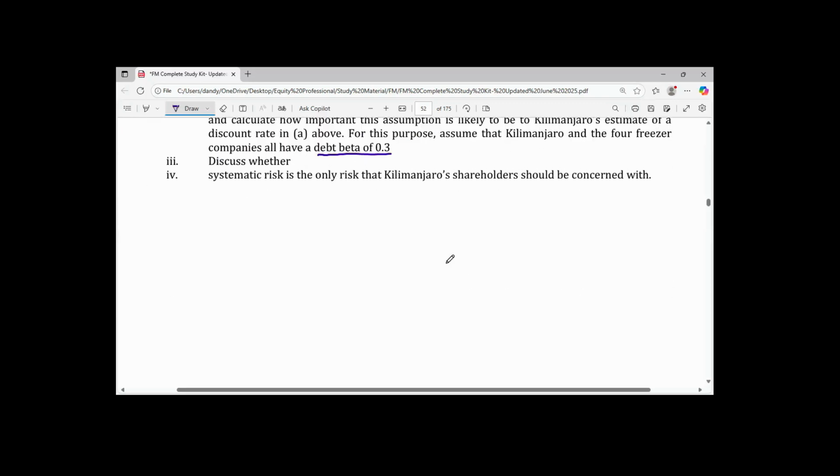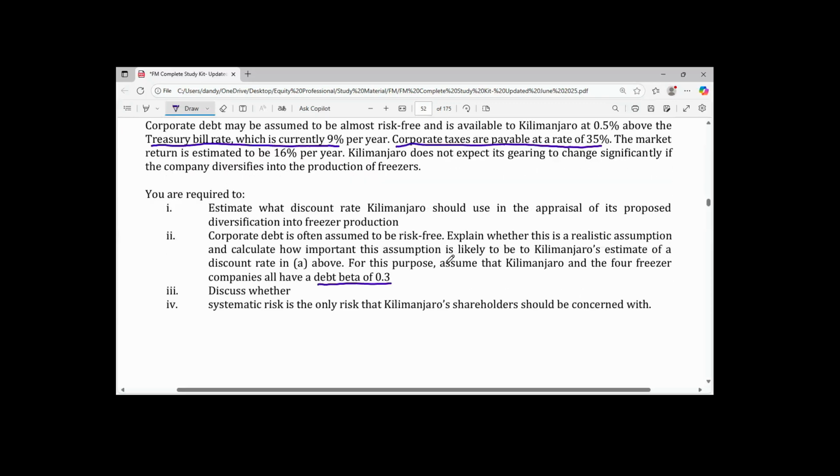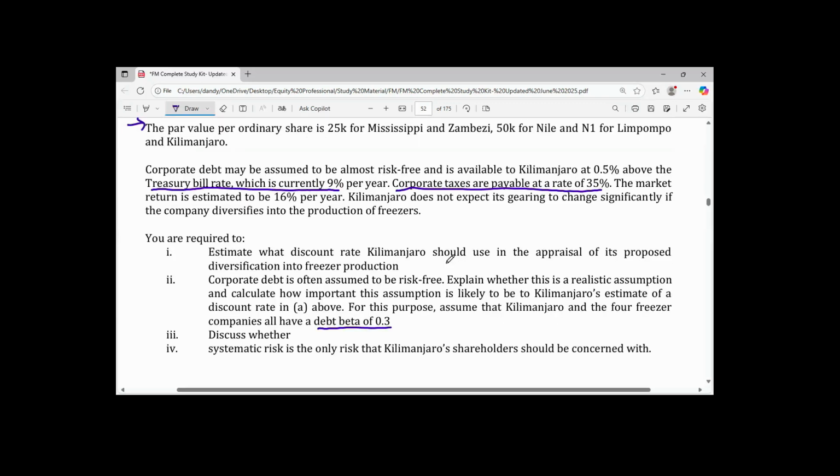All right. Thank you, Samuel. Yes, that is the question. You will see that from the first requirement, you have to estimate what discount rate Kilimanjaro PLC should use in the appraisal of its proposed diversification into freezer production.